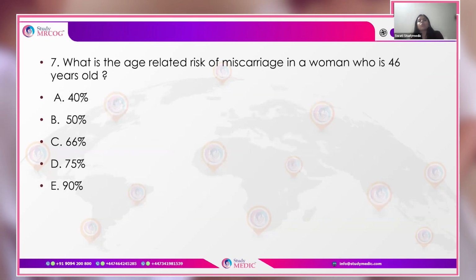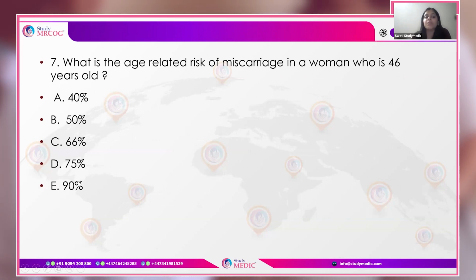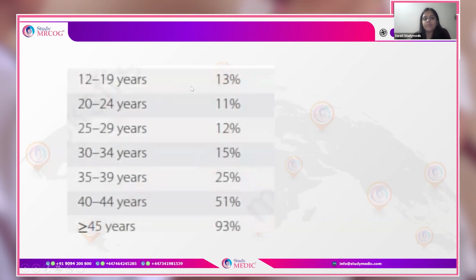Coming to the next question, what is the age-related risk of miscarriage in a woman who is 46 years old? So after 45, it shoots up to very high percentages and becomes more than or equal to 90%. So here the correct answer is very straightforward. We just have to be aware of these percentages.